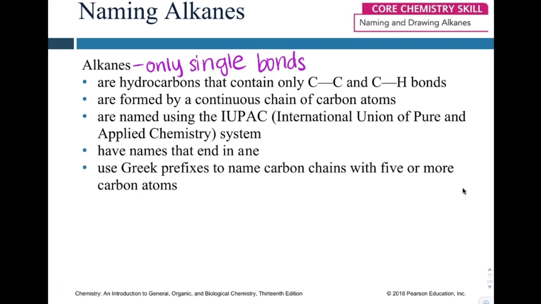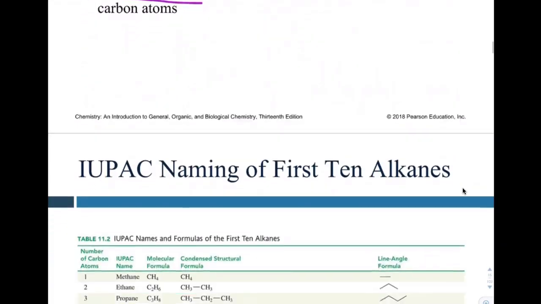Alkanes all end in ane. So when you're naming them and you see something end in ane, that's an alkane. And then we use Greek prefixes to name the carbon chains with five or more carbon atoms. So we use pent, hex, hept, those Greek prefixes. But we use different prefixes to name things between one and four carbons.